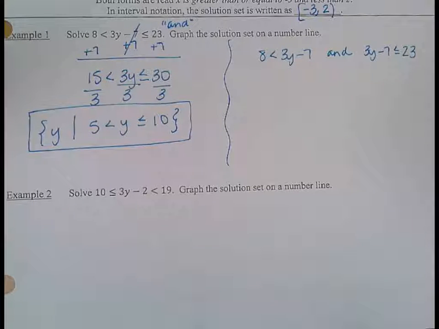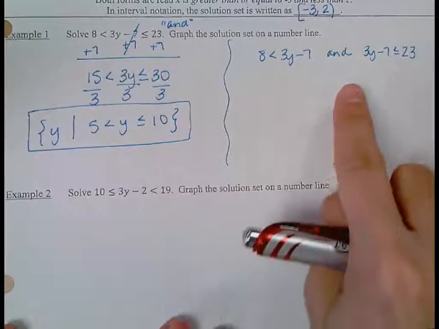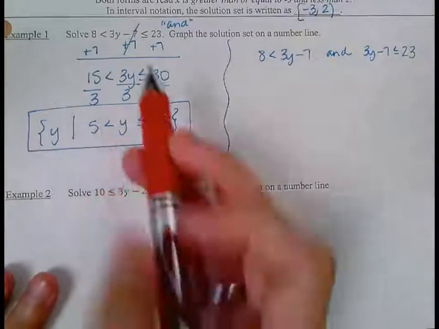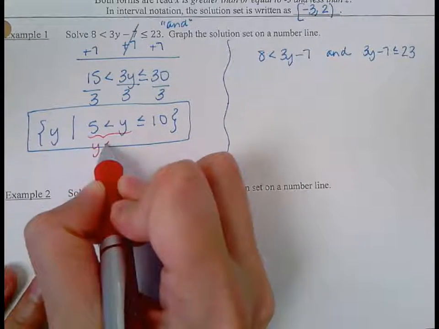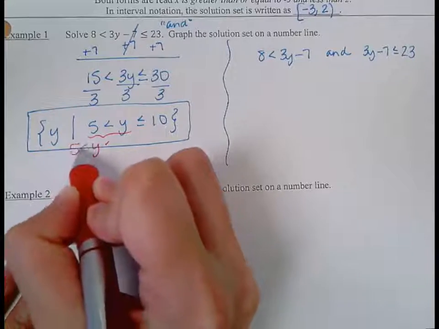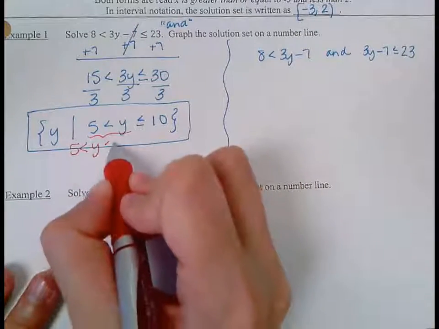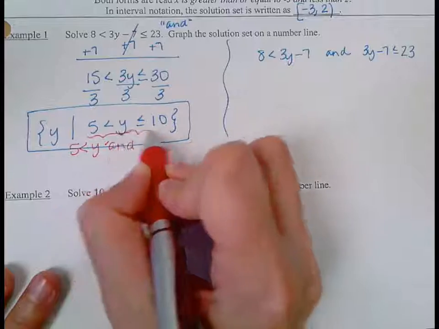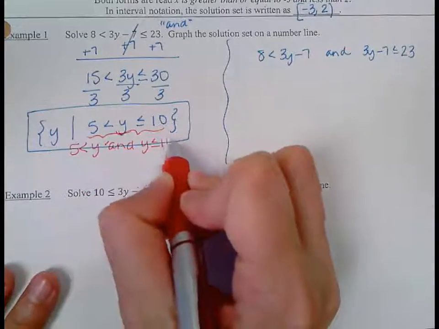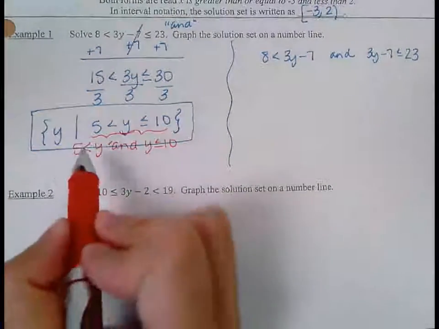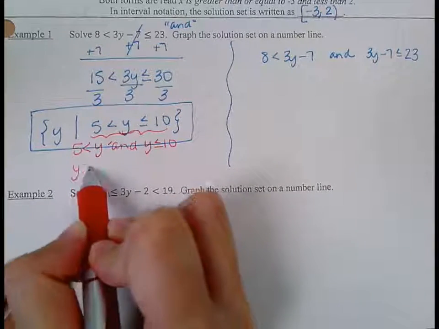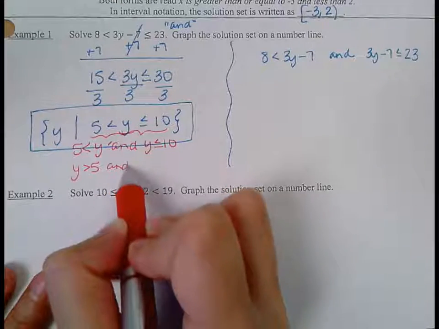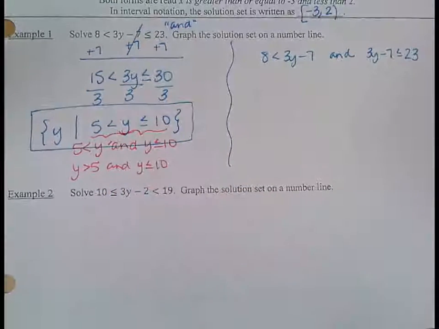What I want to show you, though, is if I were to separate this, and this is how your solution would look if you solved it over here. So here's one inequality, I'll write it this way: 5 is less than y, before I start to switch it around. And the second inequality is y is less than or equal to 10. And if I flip this back around, my solution is really y is greater than 5 and y is less than or equal to 10.